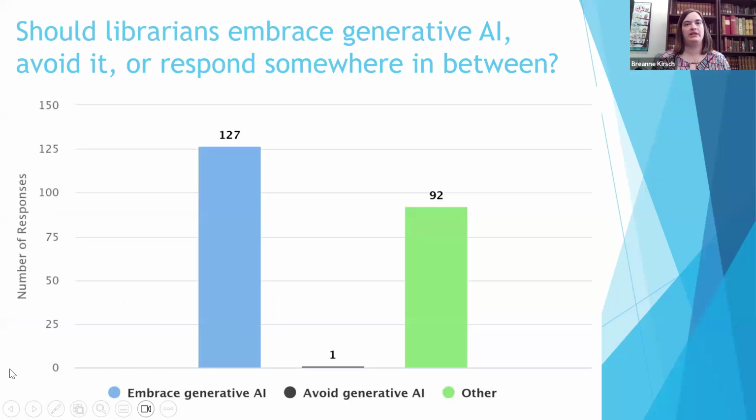So I did do this poll earlier in a presentation for the ACRL University Library section in a webinar I gave that was a little broader in nature about generative AI. And I asked in this little survey, should librarians embrace generative AI, avoid it, or respond somewhere in between? And most people said embrace it or somewhere in between. Only one person said we should avoid it. So I found that to be interesting.